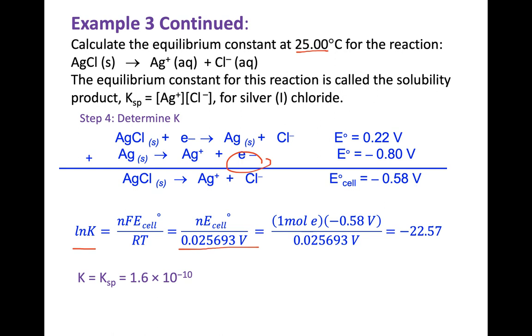We exponentiate both sides to get K. The value of K is 1.6 times 10 to the negative 10th. So the equilibrium constant is very small. It does mean it happens: there are some silver ions and chloride ions in solution when I put silver chloride solid in water, but not very many of them.